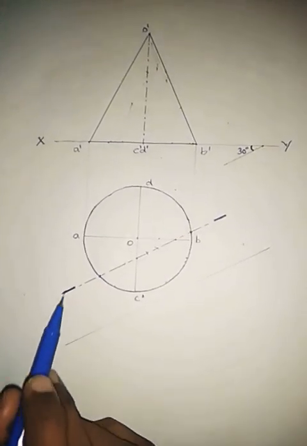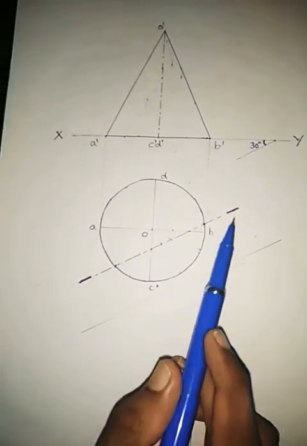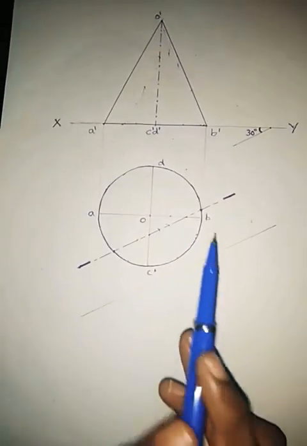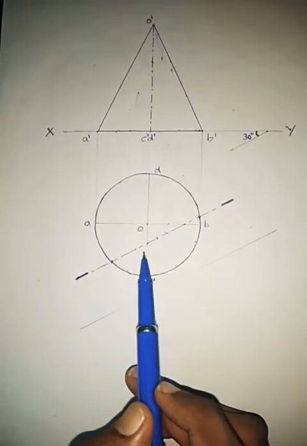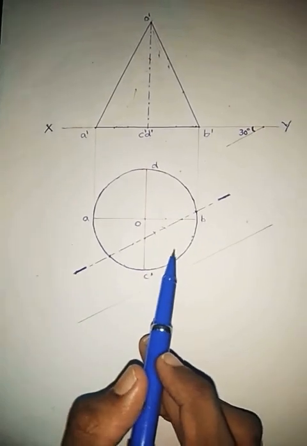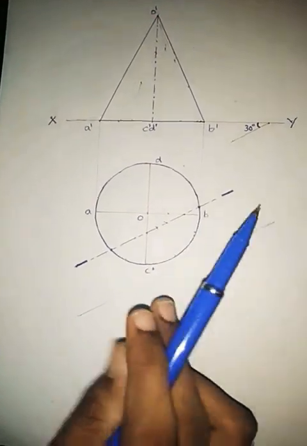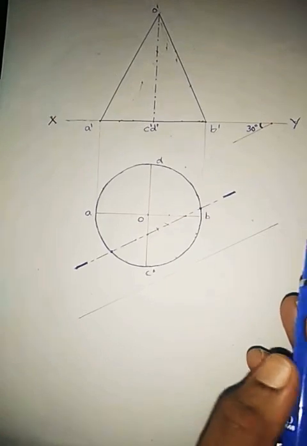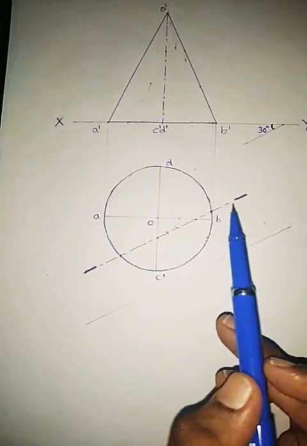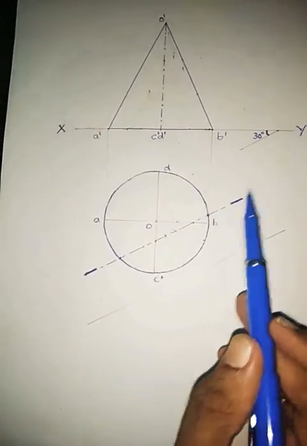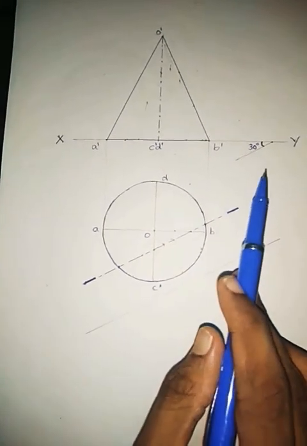In this figure, we are going to section a cone using a plane that is inclined 30 degree to VP. Now here also we are going to get a hyperbola itself as true shape, but here we need not find the end view, as the section plane is not perpendicular to both HP and VP. It's only inclined to VP, and we are going to get a true shape.